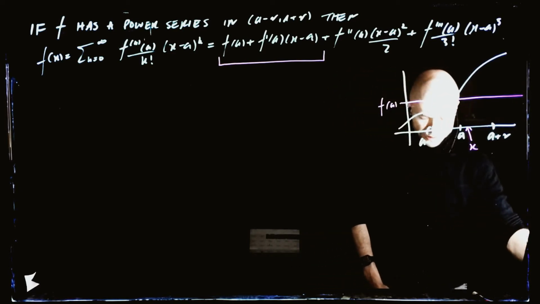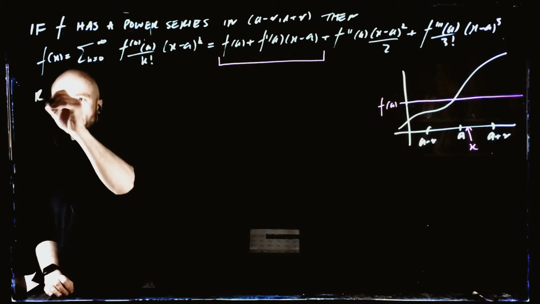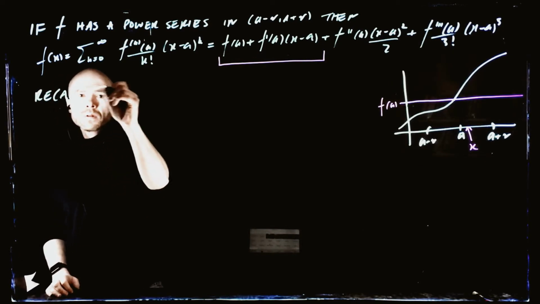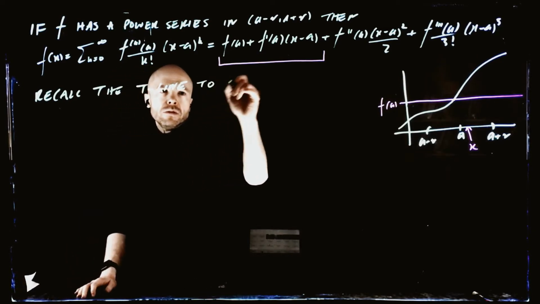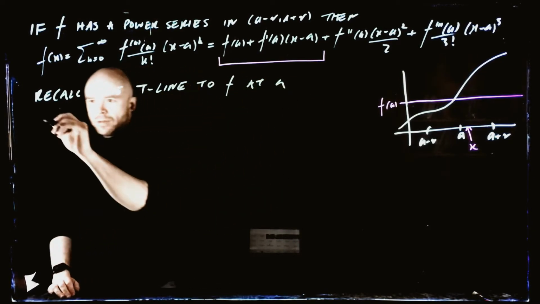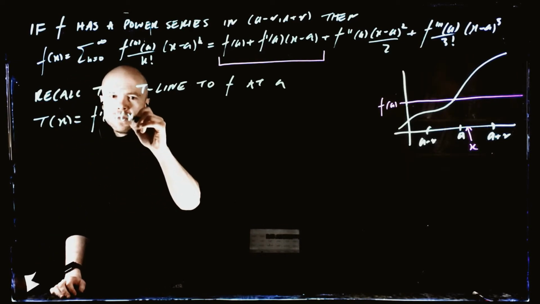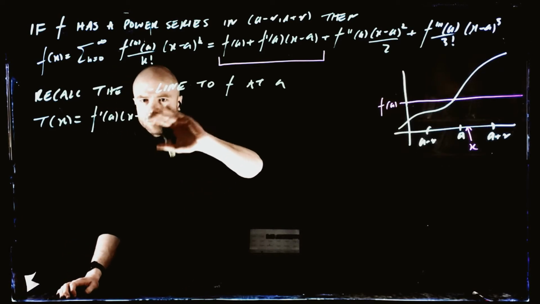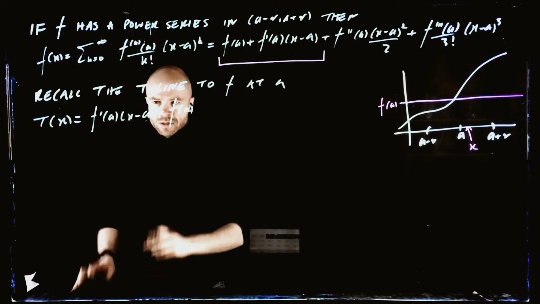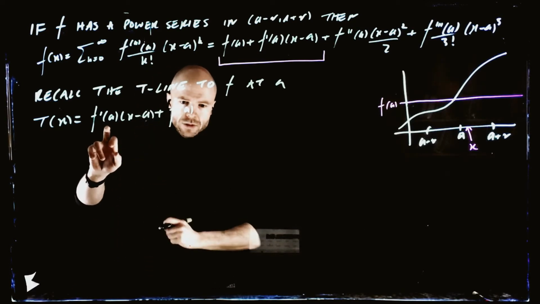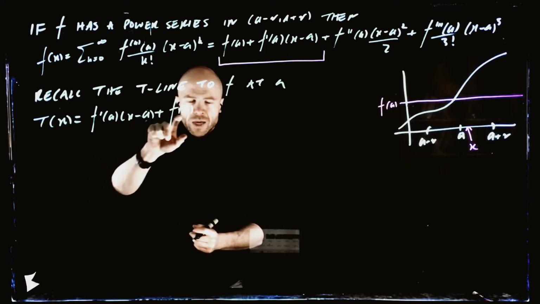Yeah, this is just the tangent line, right? This is just the tangent line. So recall, the tangent line to f at a is just given by f prime of a times x minus a, plus f of a, right? Because this thing has the slope of the function at a. It's a linear function, and when we stick in x equals a, we get the function itself.